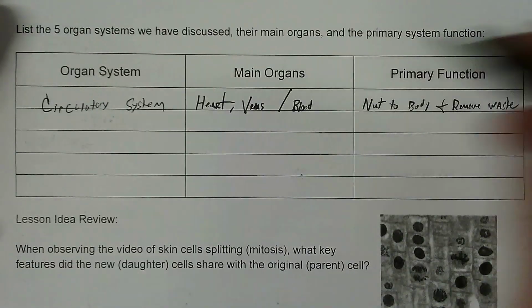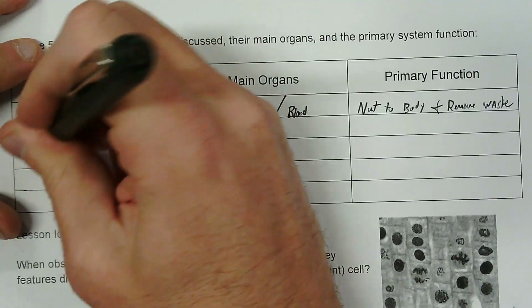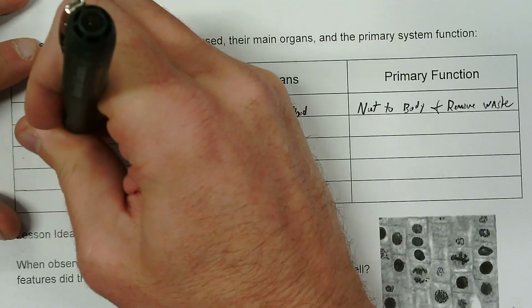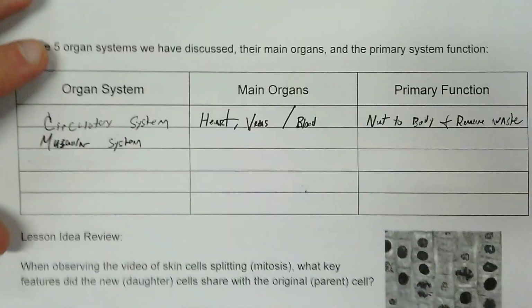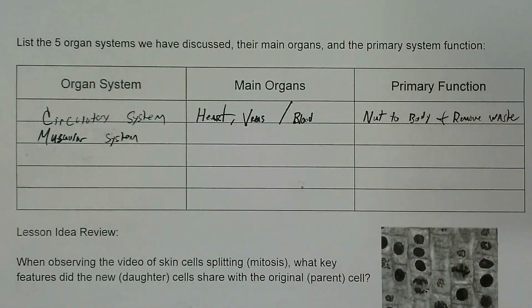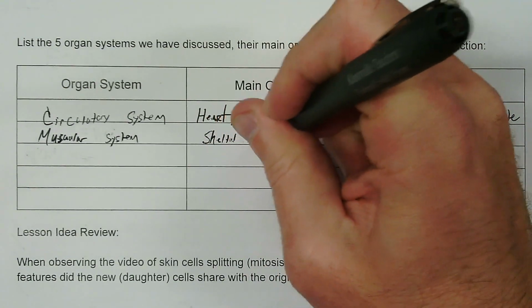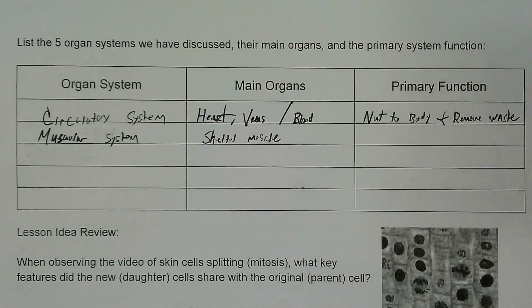What is our next organ system? Let's go with muscular system. And this is confusing sometimes because the heart's a muscle, right? We've said that. But the heart is not part of the muscular system. When we're talking about the muscular system, we're talking about skeletal muscle. That's all. Just the skeletal muscle, the muscle that moves you around. Not the smooth muscle in your intestines, not the cardiac muscle in your heart, only skeletal muscle.